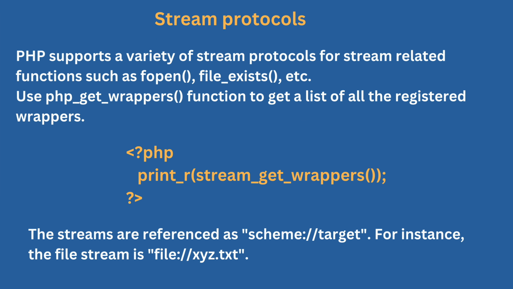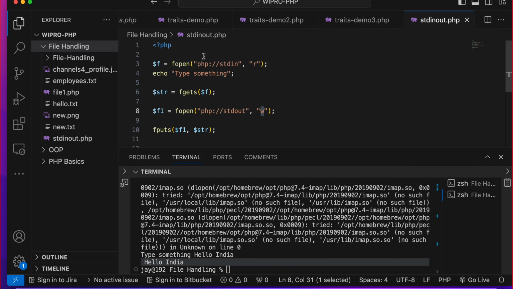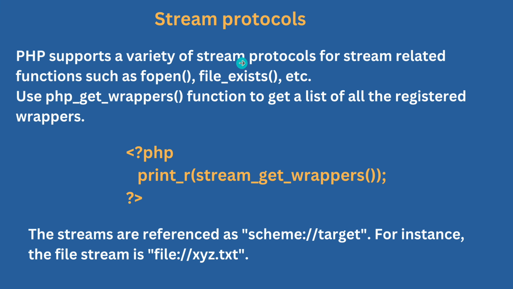Okay. So stream protocols, right? You see now here the stream protocol, one of the protocols, I'm using the PHP protocol. If you want to print something here I'm using the PHP protocol. PHP supports a variety of stream protocols for stream related functions such as fopen. I'm using this function but I'm using these protocols. If I want to get a list of all registered wrappers or protocols in your system, you can use stream underscore get wrappers. The streams are referred to as a scheme and then target. Scheme means I'm using php, target I'm giving standard input or standard output.